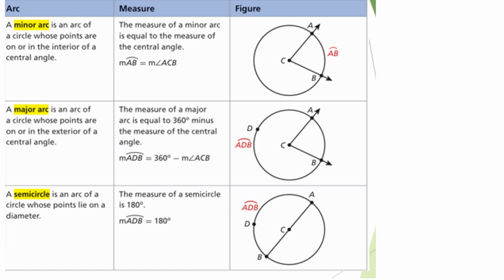Now the minor arc is an arc of a circle whose points are in the interior of the central angle. The major arc is an arc of a circle whose points are on the exterior of a central angle. And what is a semicircle? A semicircle is an arc of the circle whose endpoints lie on the diameter. This is the diameter, A and B are the diameter. So AB is the semicircle, or you can say that the arc ADB is also a semicircle.